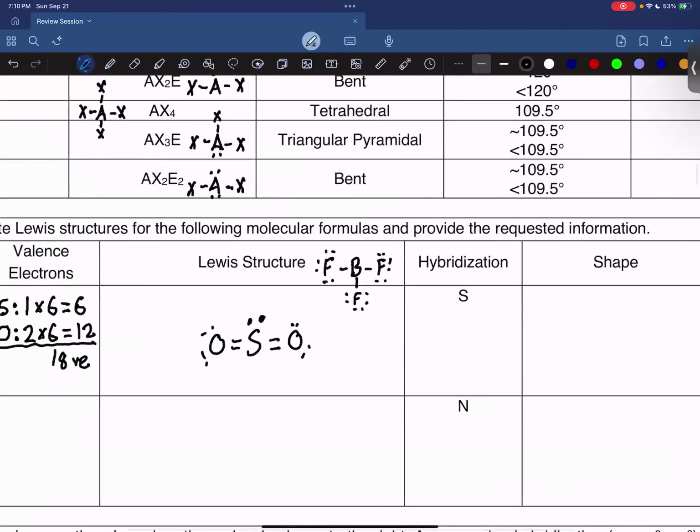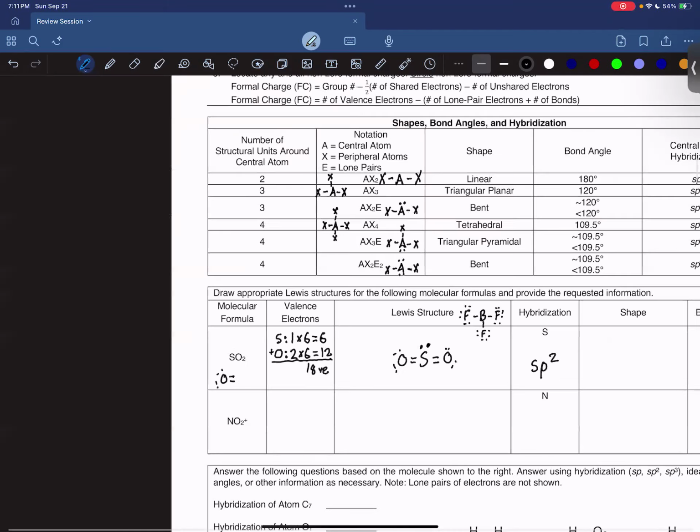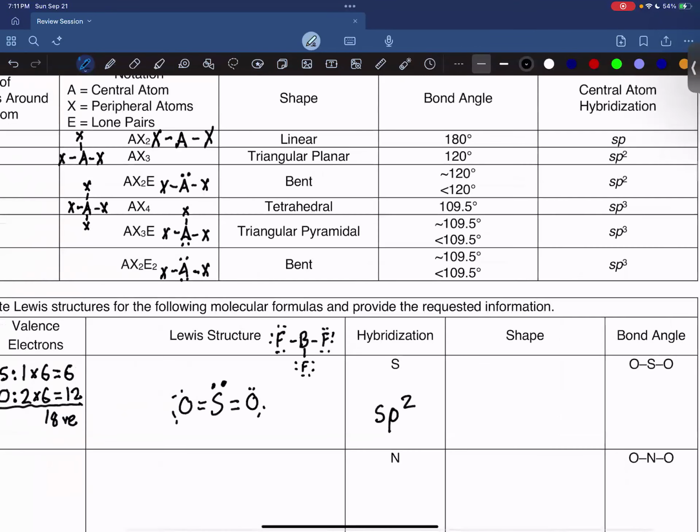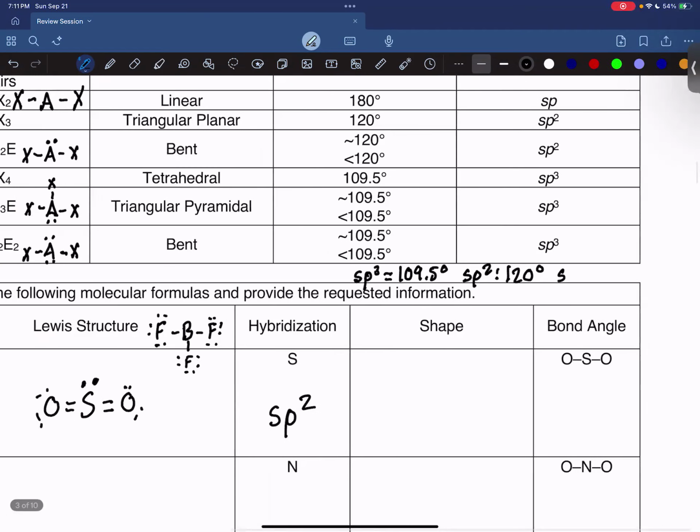So now to calculate hybridization. What I like to do is look at the groups attached to the sulfur. So you will see here that sulfur is attached to 2 atoms and it has 1 lone pair. So 2 plus 1 is 3. Then to get the hybridization, you just subtract 1. So 3 minus 1 is sp2. Another thing to keep in mind is if something's sp3, the bond angle is 109.5 degrees. sp2 is typically 120 degrees, and sp is 180 degrees.